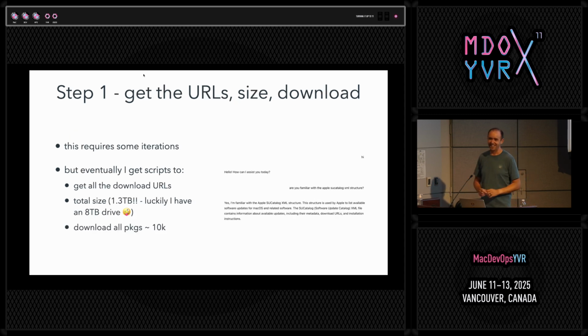Next, we need to parse this XML. I want to know how many packages I need to download and analyze. It eventually got it. It even knew the basics of the XML structure without me telling it how it looks. So it turned out that there are 10,000 different packages in the software catalog, which was 1.3 terabytes of data. Luckily, I have a big hard drive and a fast internet connection, so I could get it in a day.